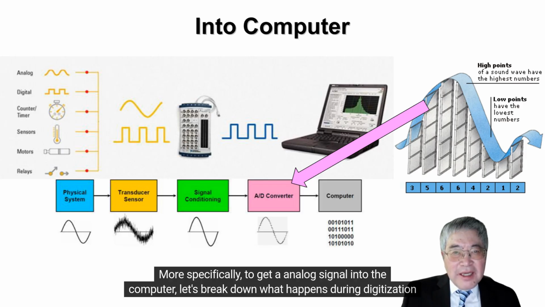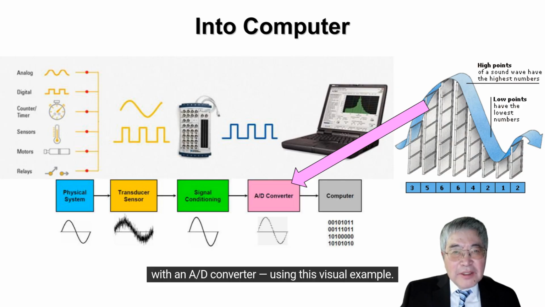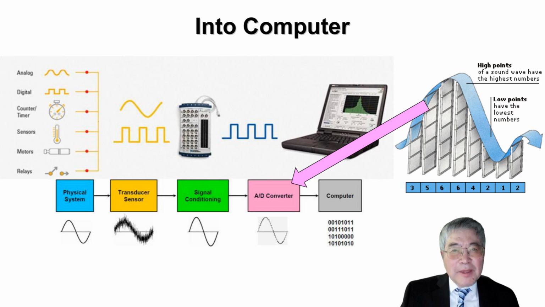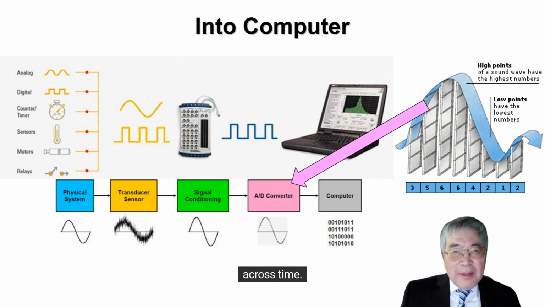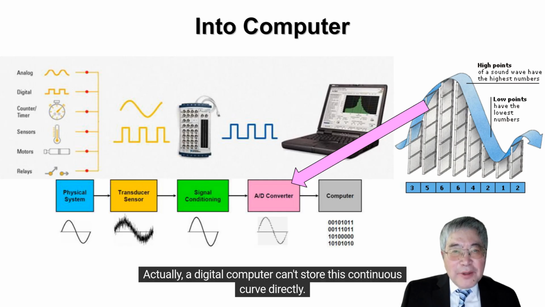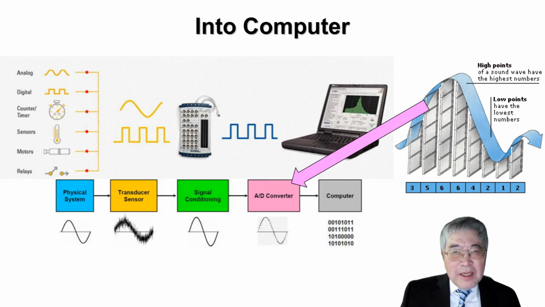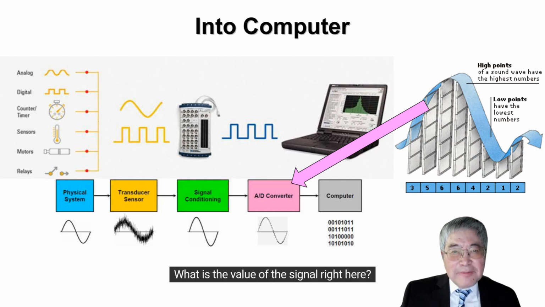More specifically, to get an analog signal into the computer, let's break down what happens during digitization with an AD converter, using this visual example. Here you see an analog signal represented as a smooth continuous wave, like a sound wave moving across time. Actually, a digital computer can't store this continuous curve directly. Instead, it must sample the signal at specific time points. At each of these time points, we ask, what is the value of the signal right here? And that gives us a sequence of numbers.